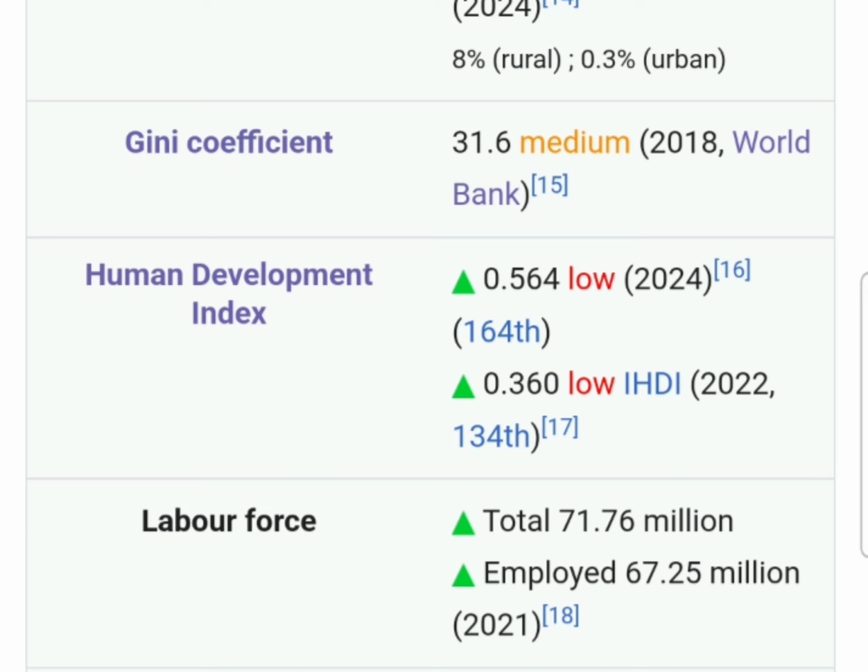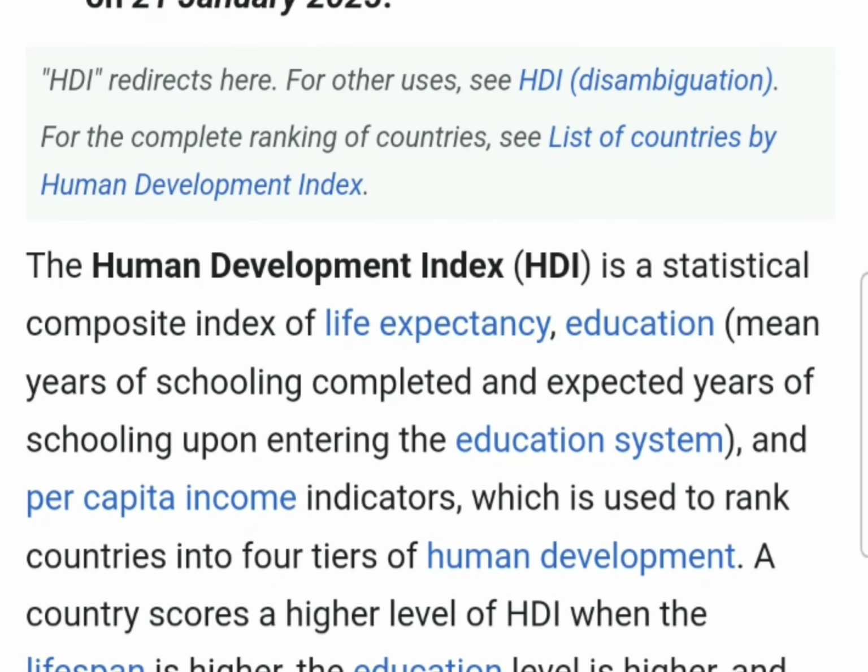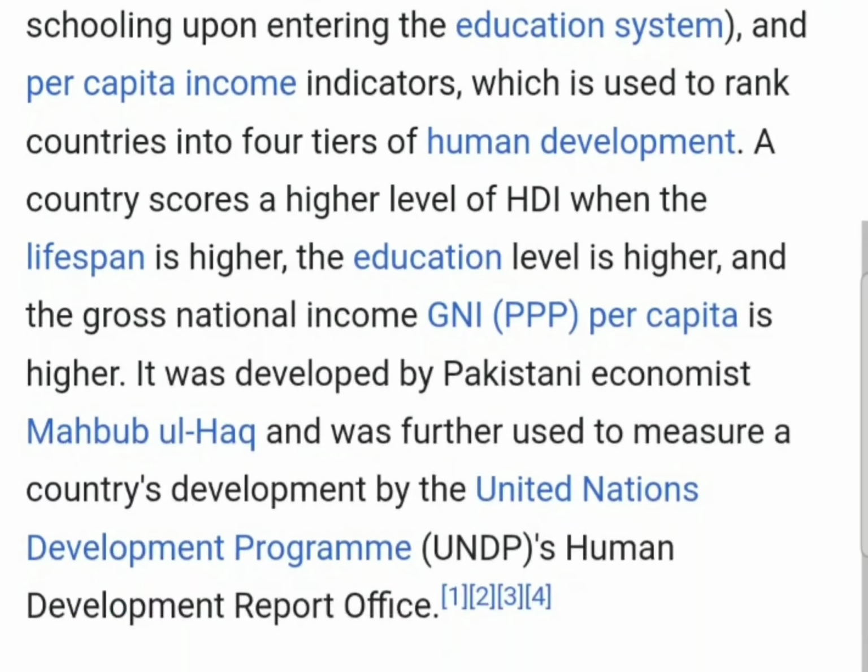In the Human Development Index, HDI, Pakistan's score is 0.564, which is low. If we compare worldwide, it is 164th. While during 2023, it was 0.3, which was better, 134th in the world. The Human Development Index is a statistical composite index of life expectancy, education, mean years of schooling completed, expected years of schooling upon entering the education system, and per capita income indicators, which is used to rank countries into 4 tiers of human development.